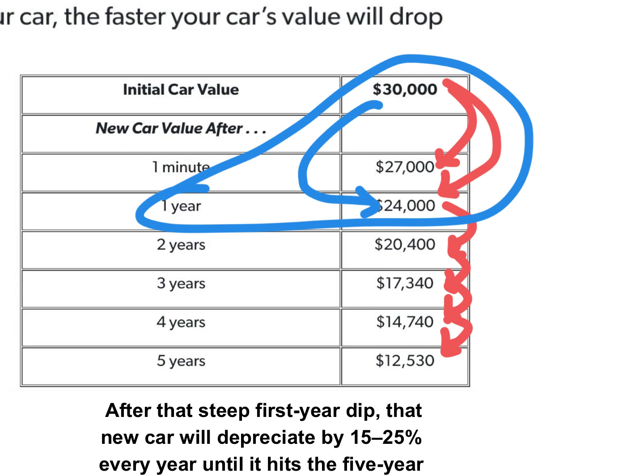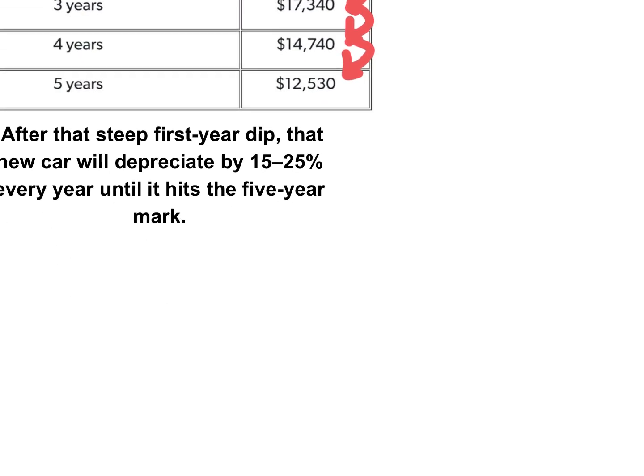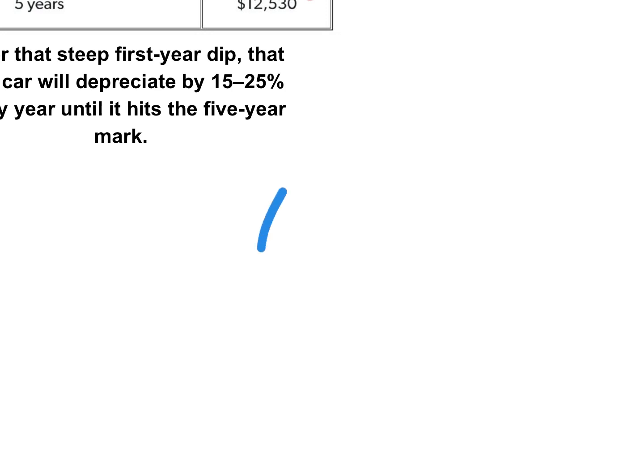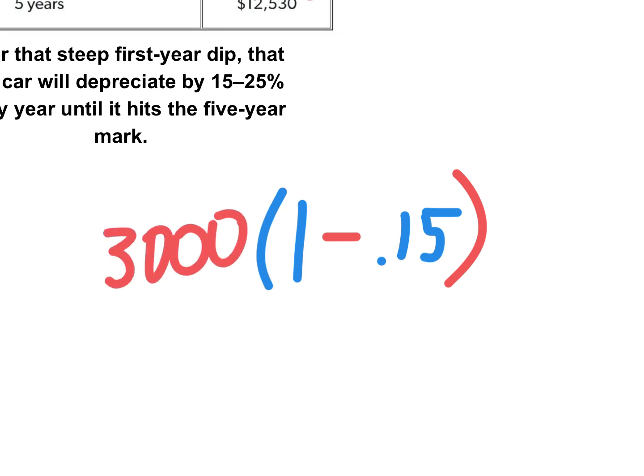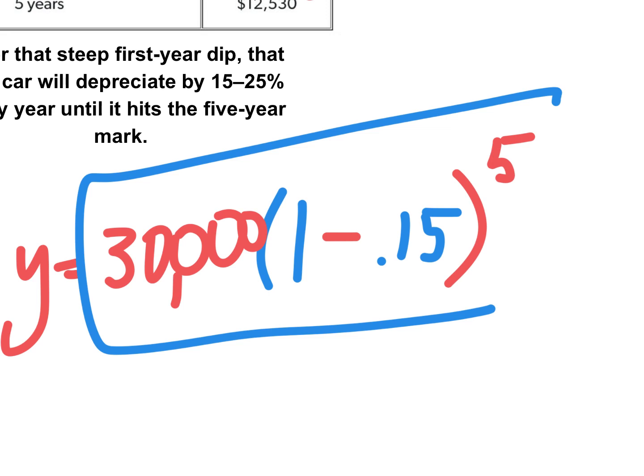This is called depreciation. And this is giving us our example for what if it's not doing 1 plus 0.15? What if it's depreciating, as in going down, then it's doing 1 minus 0.15. So if you have a $30,000 car and you multiply by (1 minus 0.15) to the 5, that tells you how much your car would be worth at the end. I gave you the equation.